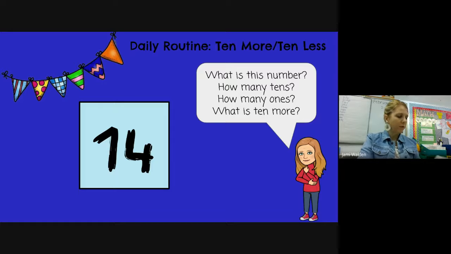Can you talk me through this one? What would you do first? How many tens? How many ones? If I want to find 10 more, where do I focus? Just the tens place. So I have a 1 in the tens place. Give it 1 more. I would have a 2 in the tens place. And ones. What's my new number? 24. So 10 more than 14 is 24.